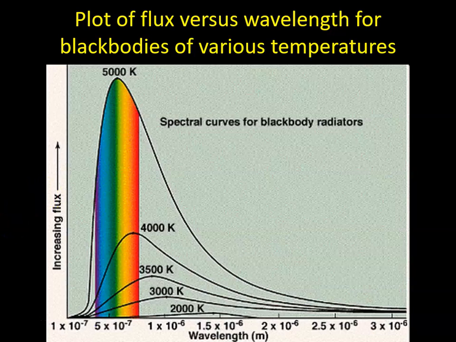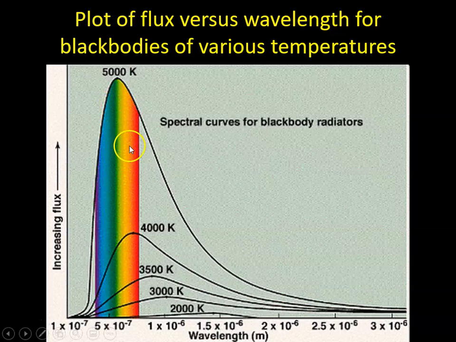So what we notice is a couple of things. First, as we increase the temperature, the spectrum becomes stronger at all wavelengths. In other words, the object emits more energy at all wavelengths, not just at wavelengths around its temperature, but at all wavelengths as you increase the temperature. Second, as you increase the temperature, the peak of the spectrum occurs at shorter wavelengths.